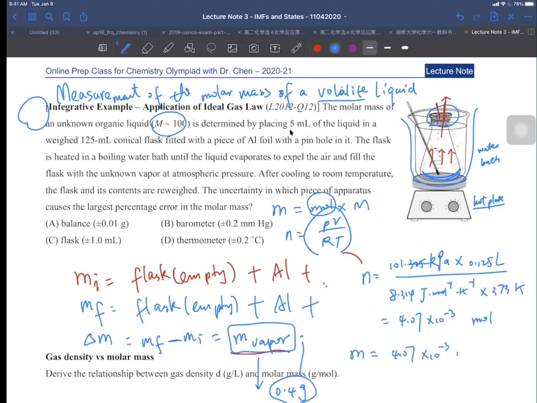Why is the volume 125 milliliters if there's only like 5 milliliters of liquid? This is a very good question. PV = nRT is used to describe the gas, right? The gas actually fills the flask. We are supposing the gas fills the flask, so you don't use the 5 milliliters, because this is the volume of the liquid. It doesn't work here. You need the volume of the gas, of the vapor, right?